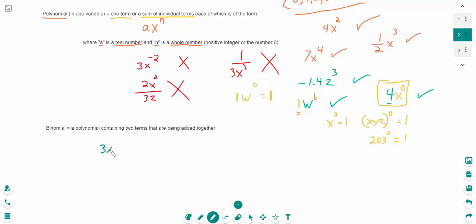Let's put in a 3x squared. That's a polynomial. And we're going to add that with another polynomial. Let's go with a 4z to the third. All right. So we have two polynomials. Clearly, both of these terms fall into the form and the conditions of a polynomial. So they're both polynomials, and we're adding them together. So this whole expression would be considered a polynomial expression, or just simply a polynomial. Okay, that's what we mean up here when we say a sum of individual terms. So we have individual terms that are polynomials, and we're adding them together, so this whole thing would be considered a polynomial.